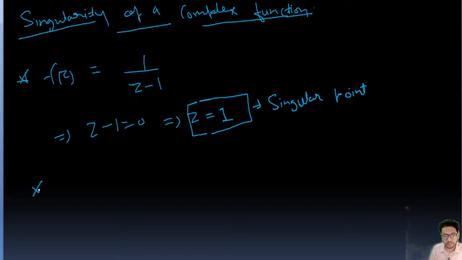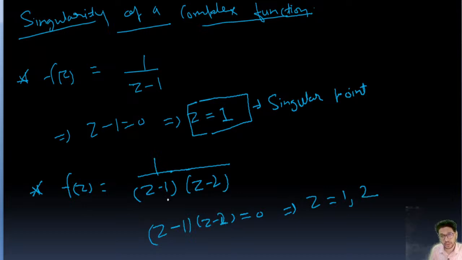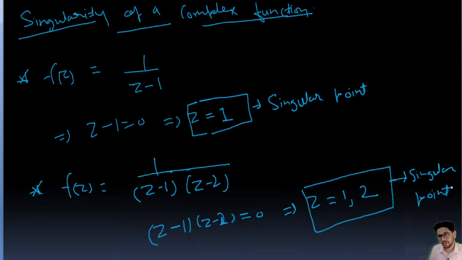Okay, second example is f(z) equal to 1 upon (z minus 1)(z minus 2). Here z minus 1 and z minus 2 equal to 0, and this implies z equal to 1 and 2. If we put z equal to 1 and z equal to 2 in f(z), the value is going to be infinity. So z equal to 1 and z equal to 2 are singular points. Very simple, right?